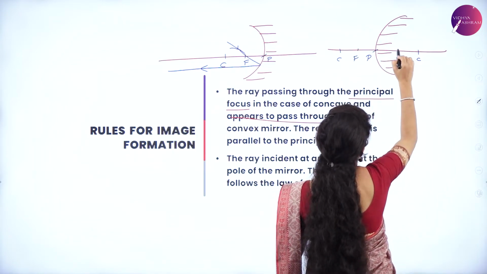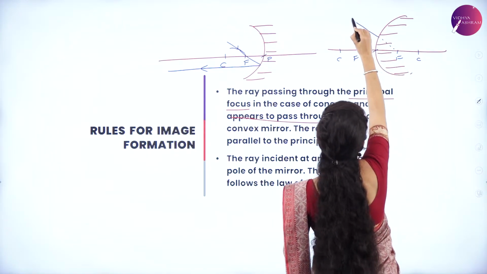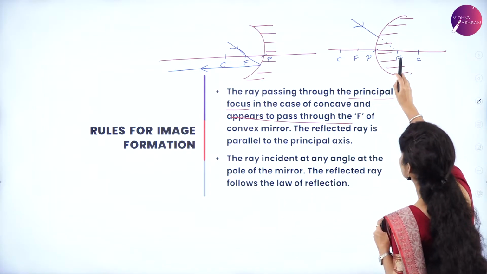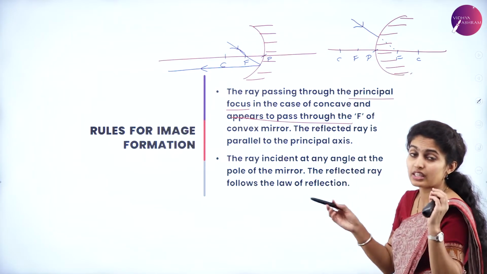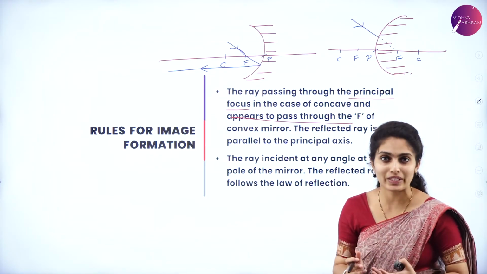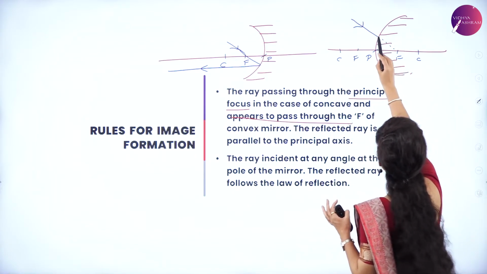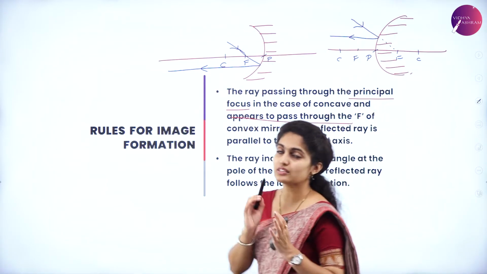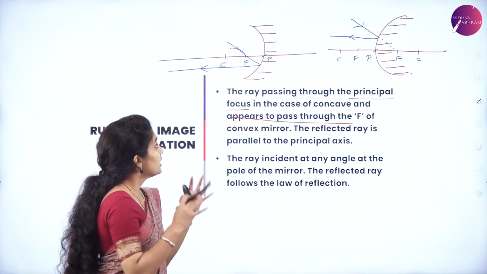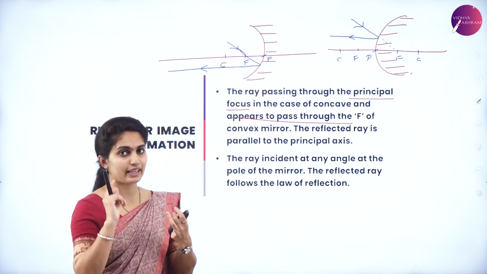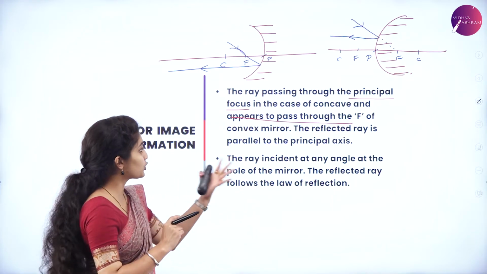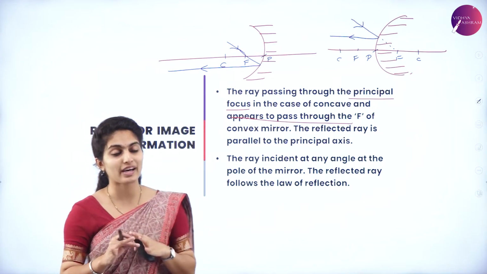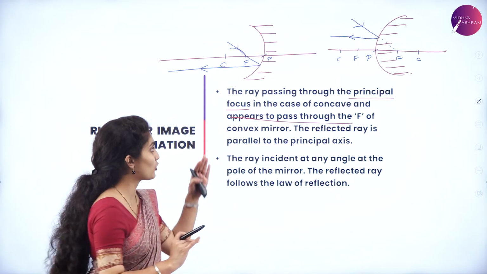So suppose this is the focus, and your incident light is coming this way. It appears to hit this focus, but it exactly doesn't, because a convex mirror always gives a virtual effect. It only appears. Later it follows a path parallel to the principal axis. So this is the concept of your third law: a ray which passes through the principal focus in case of a concave mirror, as well as appears to pass through the F of the convex mirror, the reflected ray always emerges parallel to the principal axis. That's all about your third point.